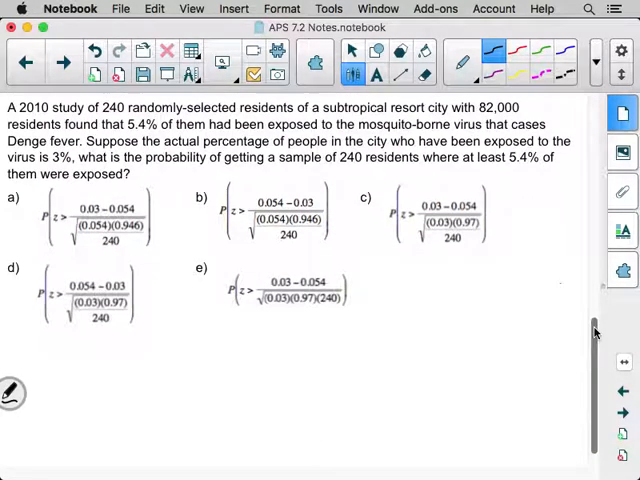All right. In 2010, a study of 240 randomly selected residents of a subtropical resort city with 82,000 residents found that 5.4% of them had been exposed to a mosquito-borne virus that causes dengue fever. I feel like I should actually know that. Anyway, suppose the actual percentage of people in the city who have been exposed to the virus is 3%. What is the probability of getting a sample of 240 residents where at least 5.4% of them were exposed?